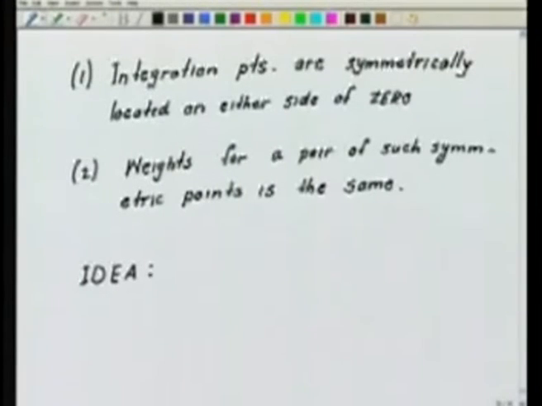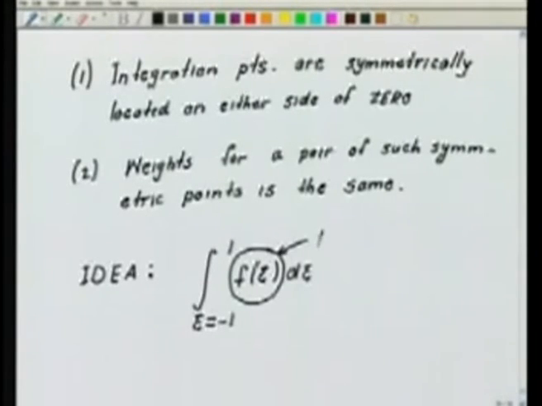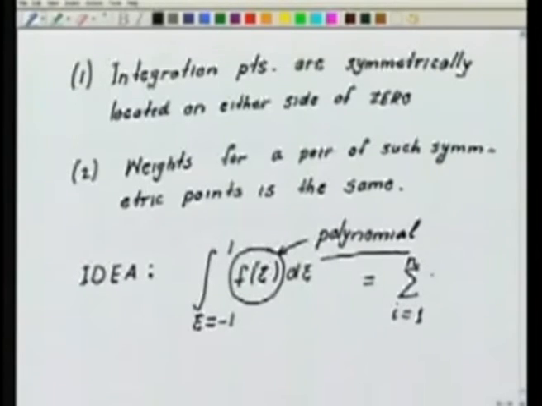Now, how do you design the location and the weights of the points? The basic idea again is that we would like our choice of these points and weights to be such that for a polynomial of a particular order, the integral comes out to be exact. So if my integrand here is a polynomial, then for a particular order of the polynomial, this integral should be exact, that is, the sum of f(psi i) wi should be exact.